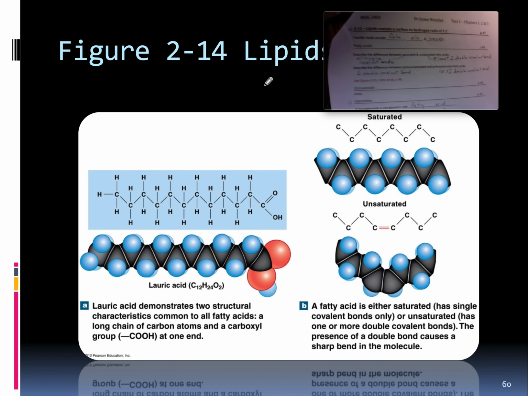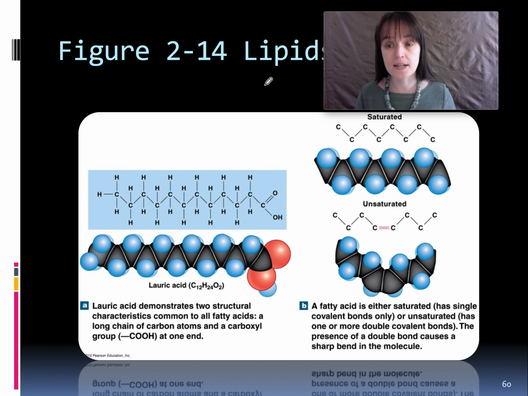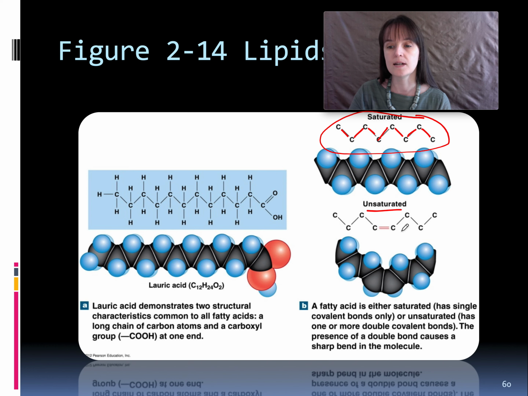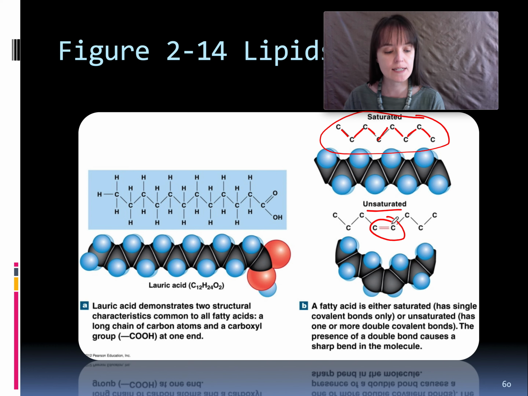Familiar lipids include fats and oils and waxes. The difference between saturated and unsaturated fats is saturated has all single covalent bonds. Remember, the dash is a single covalent bond, whereas unsaturated has at least one double covalent bond. And the difference between monounsaturated and polyunsaturated: mono means one, so monounsaturated literally only has one double covalent bond, whereas polyunsaturated, poly means many, has more than one double covalent bond.